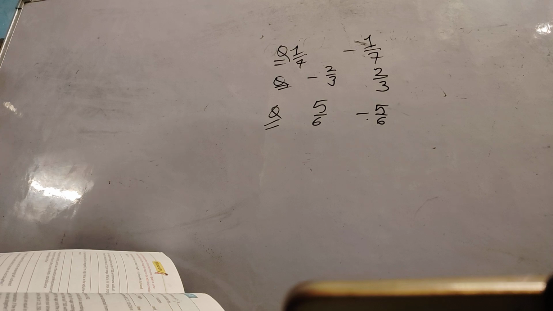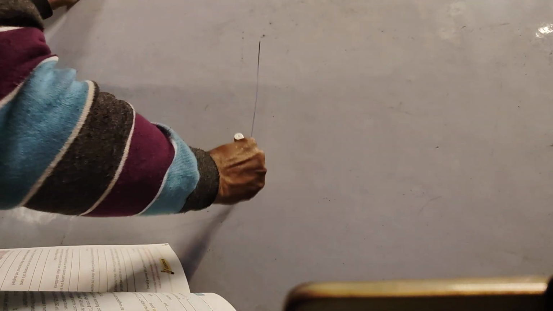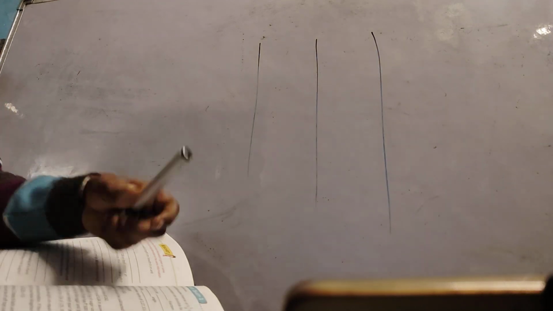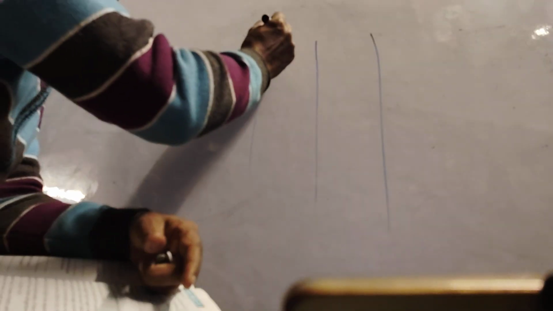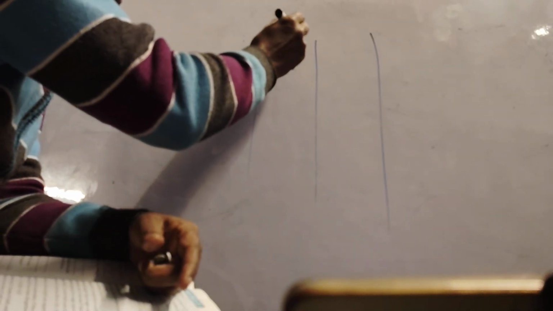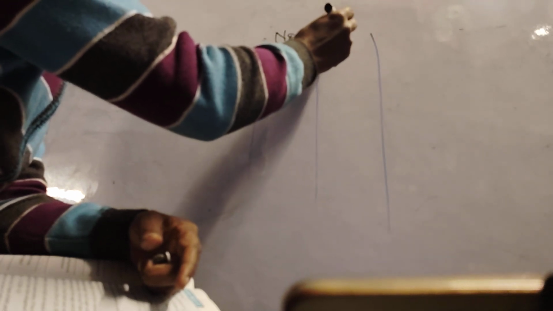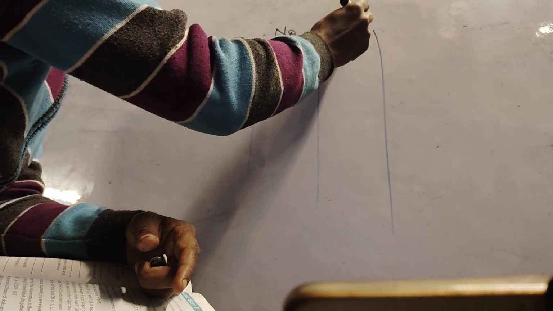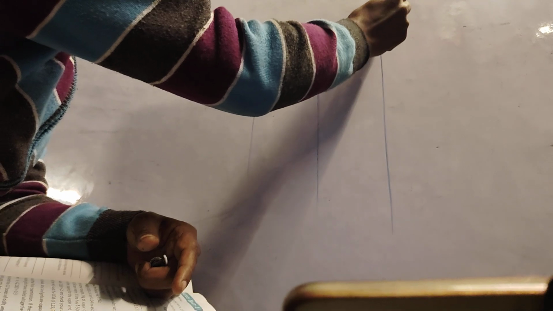So we are making a table for additive inverse and multiplicative inverse, and we are finding the value. Here is the number and we have to find out. So in the first column there is the number given, then there is the additive inverse, then there is the multiplicative inverse.